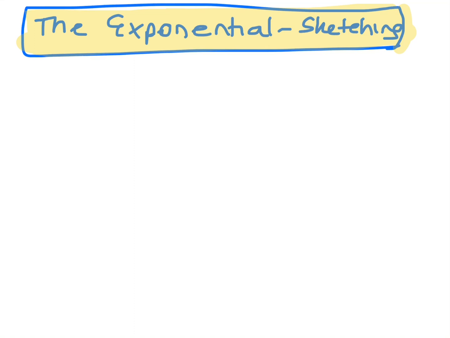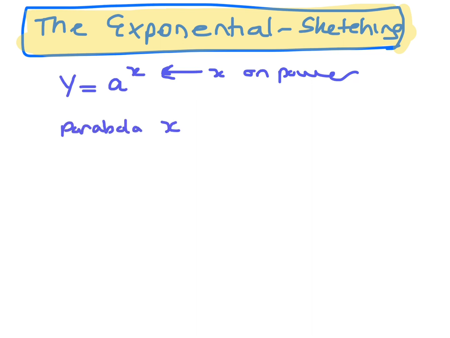Okay, so the basic equation of an exponential is a number to a power. The thing that makes it stand out is that the x is on the power. Whereas when you have a parabola, it is x squared, so the square is in the power. For the exponential, the x must be up on the power.